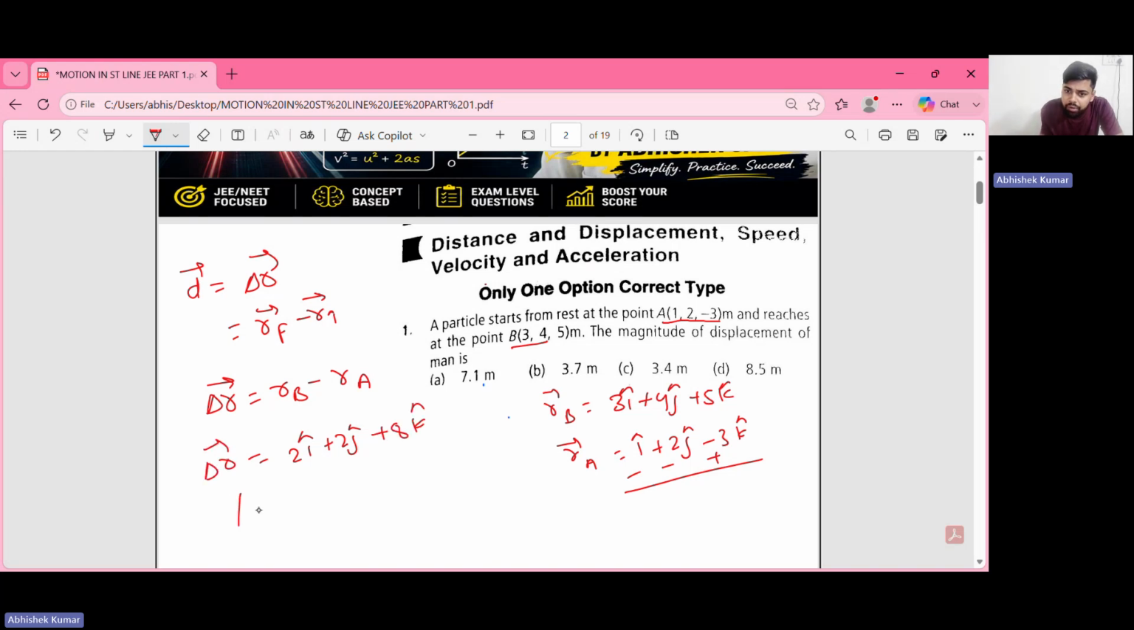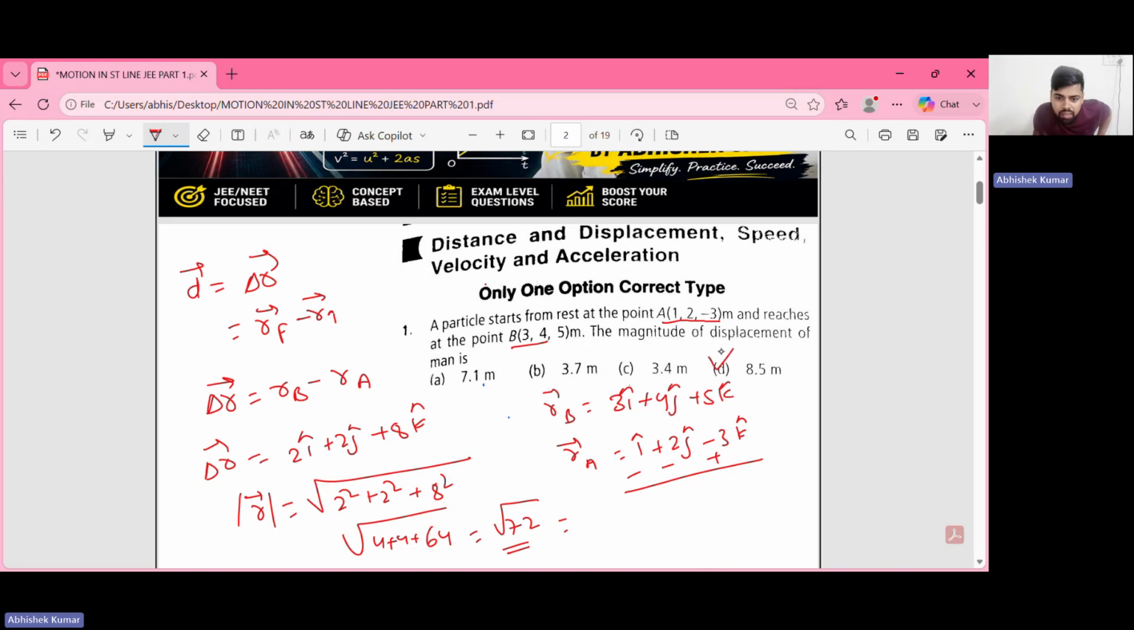Now they are asking for the magnitude. How do we find the magnitude of the vector? Root under 2 squared plus 2 squared plus 8 squared, which is root under 4 plus 4 plus 64, so root 72. What is the value of root 72? It is nearby 8 plus, so your answer is nearby 8.5. You can find out this value. Okay, so this is how to do the first question. I hope you got it.